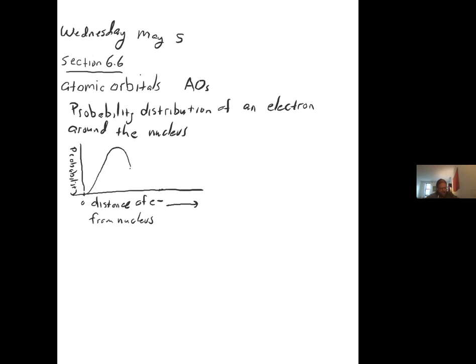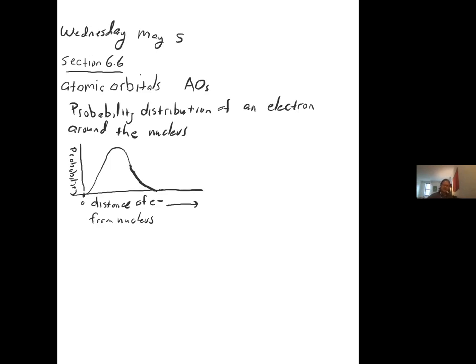It's actually not that different from our Boltzmann distribution when we were talking about gases. It's a little different, but it's not that different, okay? So you get a distribution that looks like that. Now, what does that mean? That means that the probability that the electron is in the nucleus, that would be a distance of 0, that probability would be very, very small. It's not likely to be in the nucleus, okay?